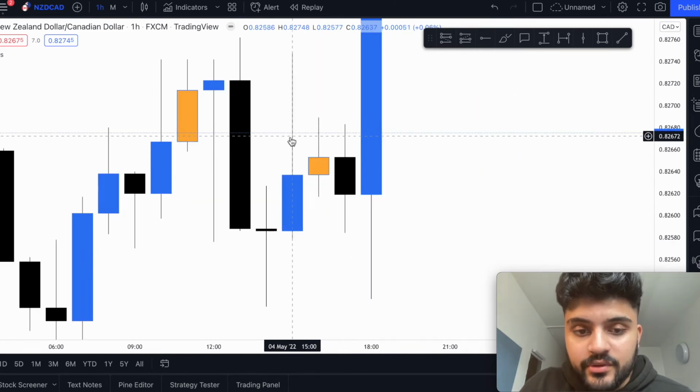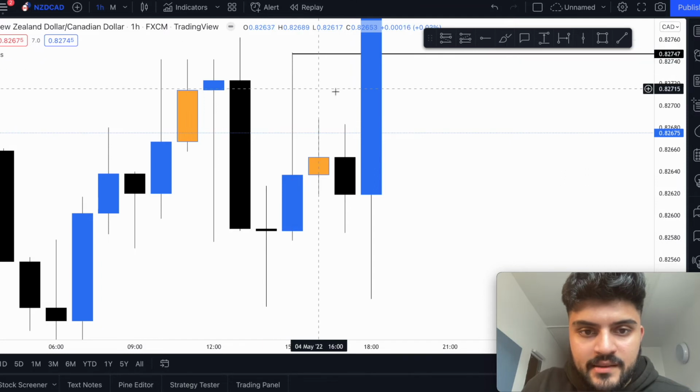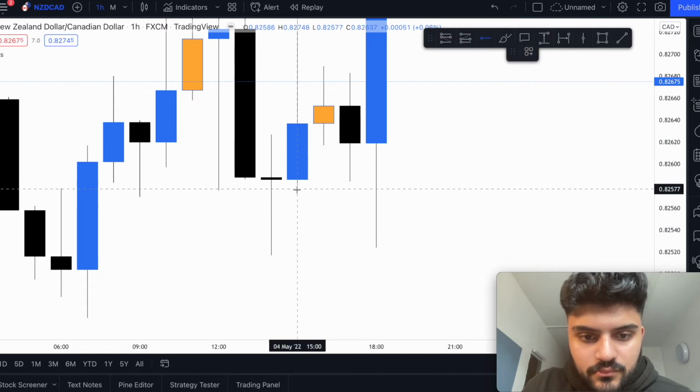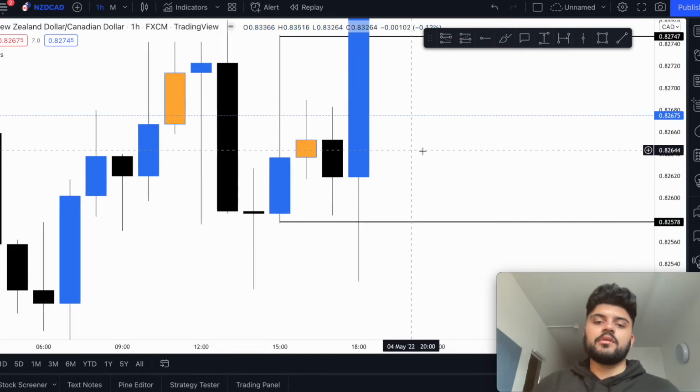Did it break the highest point of the previous candle? No, because the highest point is all the way up there. That's the highest point, this black line. It didn't go there. Did it break the low point? No. So it didn't break anything, hence it's an inside bar.